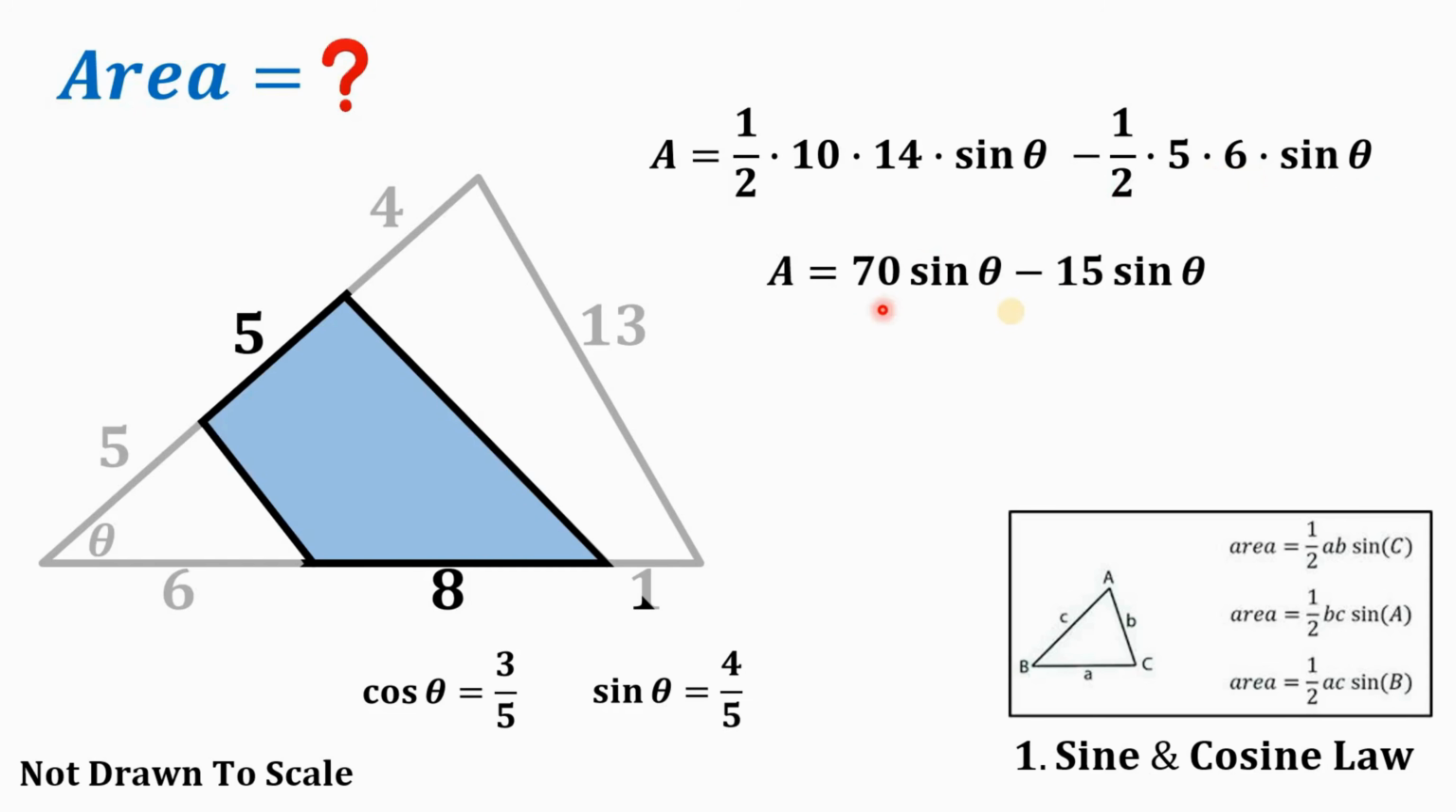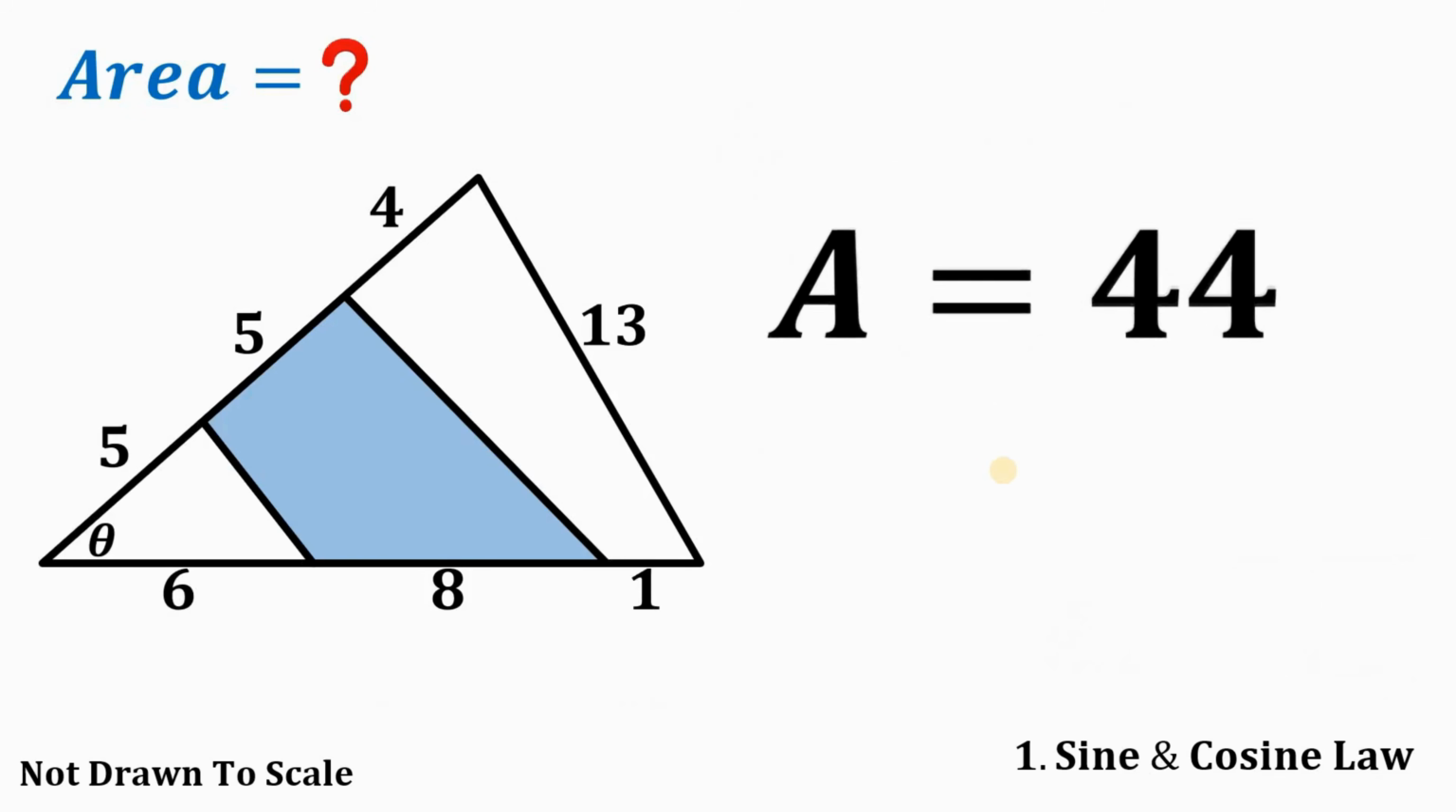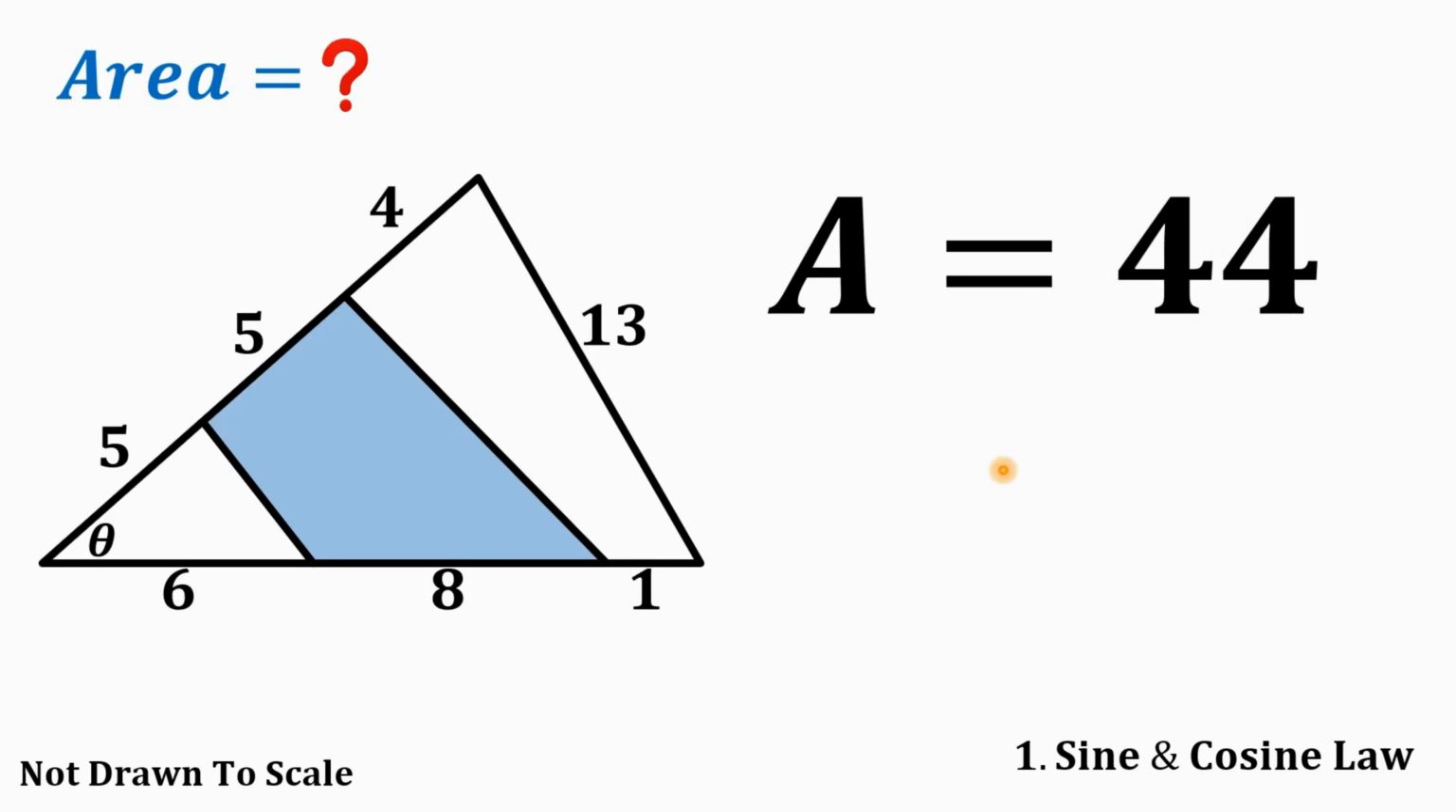Simplify. This will give us 70 times sine theta minus 15 sine theta. 70 minus 15 will give us 55 sine theta. And we know the value of sine theta. This is just 4 over 5. Now, 55 times 4 over 5 will give us an answer of 44, which is the area of this shaded region. And that is our answer to this question.